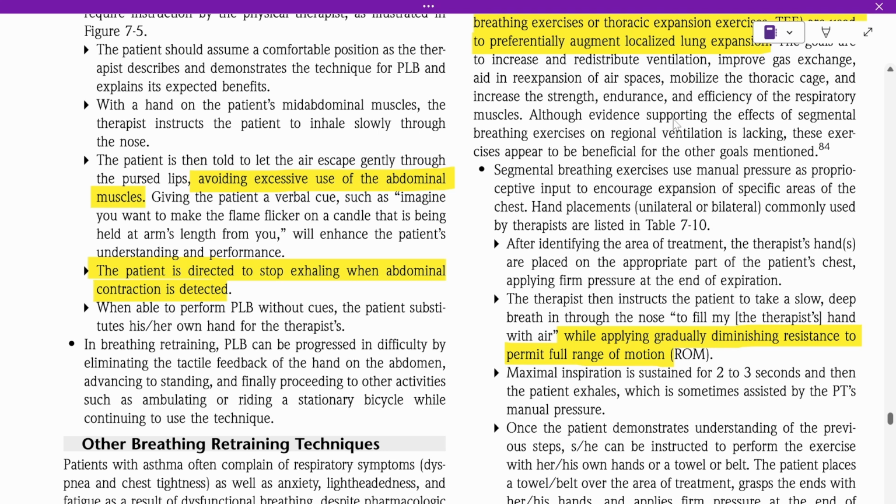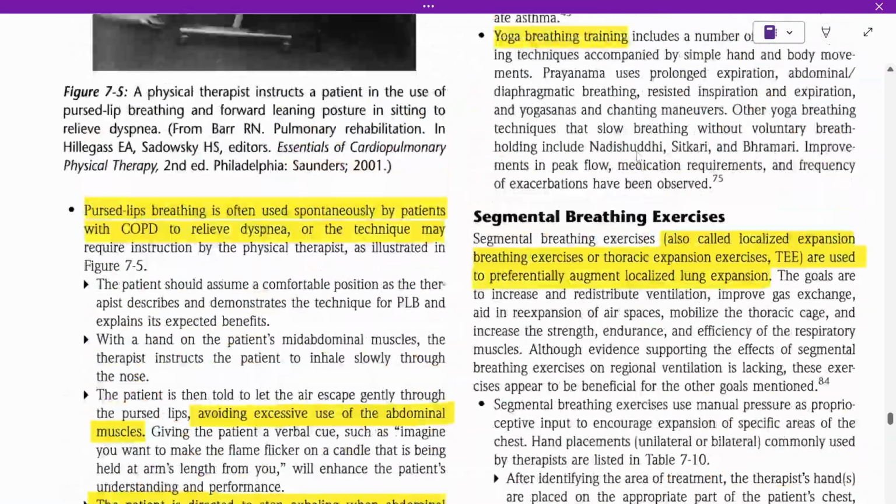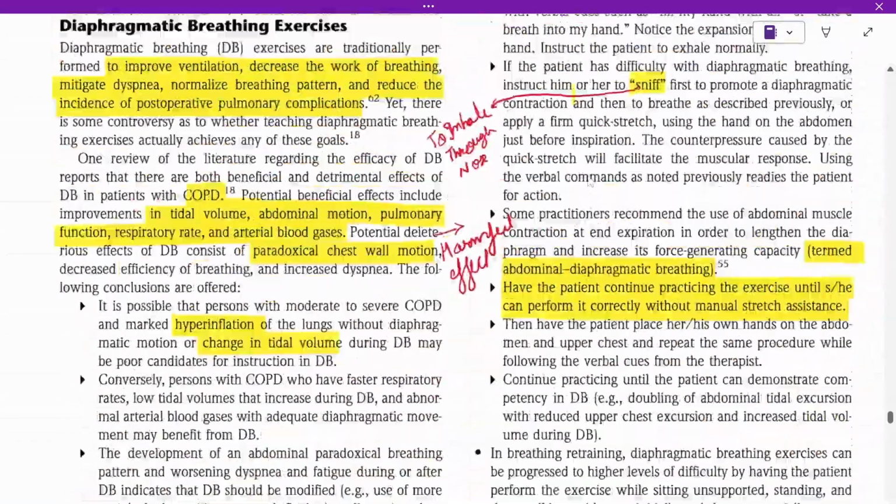Although evidence supporting the effects of segmental breathing exercise on regional ventilation is lacking, these exercises appear to be beneficial for the other goals mentioned. Segmental breathing exercises use manual pressure as proprioceptive input to encourage expansion of specific areas of the chest. Hand placements, unilateral or bilateral, commonly used by therapists are listed in table 7.10.